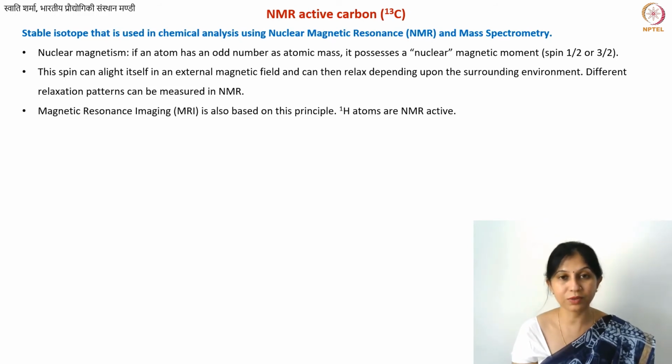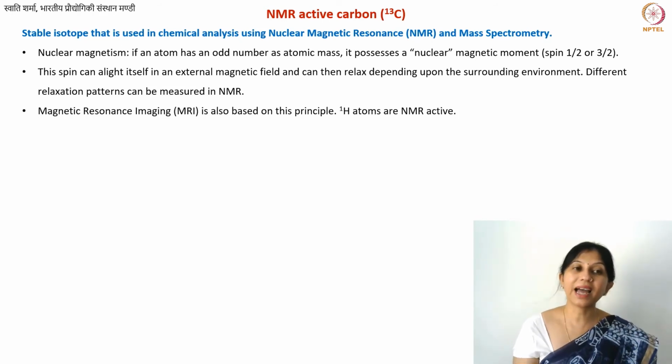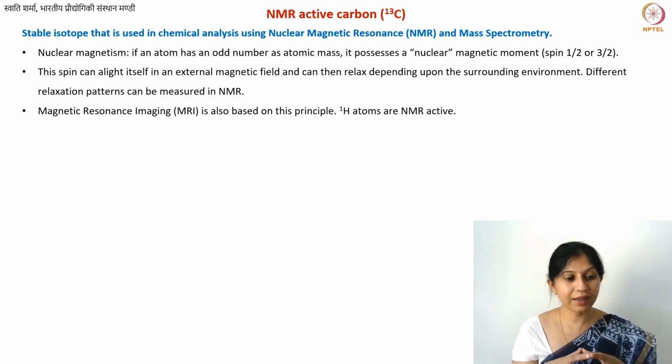But here what we do is we take the protons, because there is a lot of water in our body, right? And hydrogen has an odd number, it has only one proton. So the proton is also NMR active, and since our body contains a lot of protons because we contain a lot of water, that can be imaged using the MR technique, and then based on that you can find out what is wrong with the body.